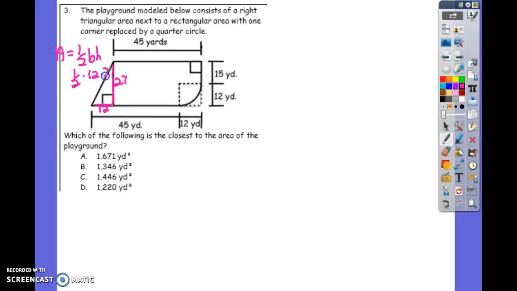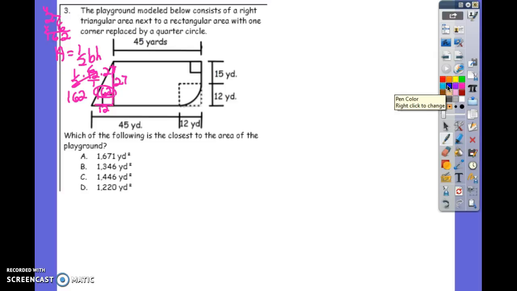So 1/2 times 12 times 27. 1/2 of 12 is 6. So I need to do 27 times 6. 7 times 6 is 42. 6 times 2 is 12, plus 4 is 16. So I get 162. So the area of the triangle is 162.